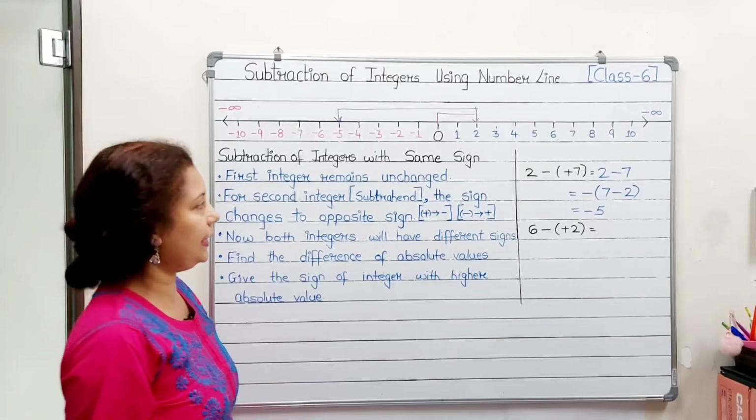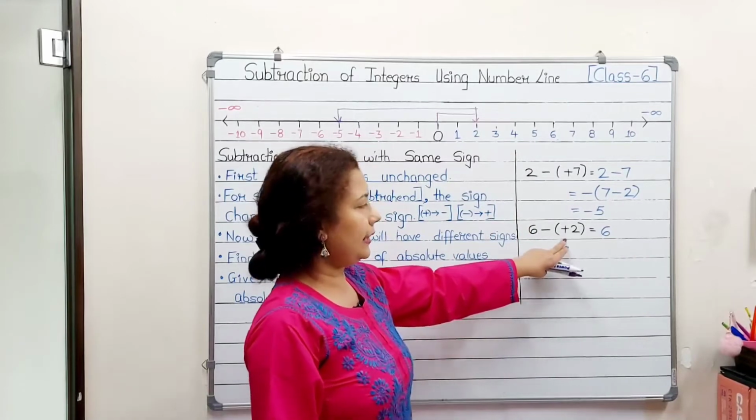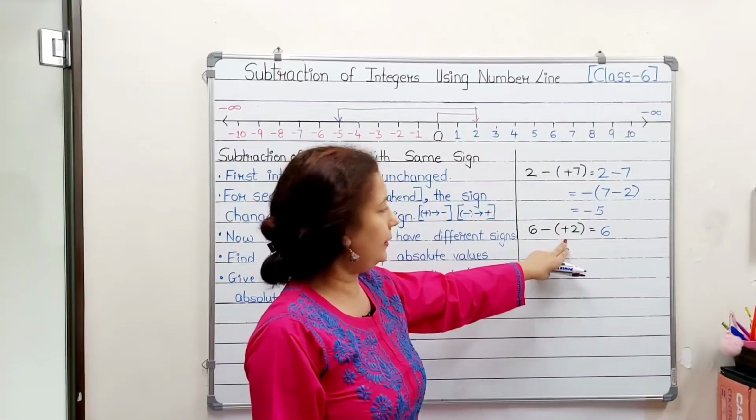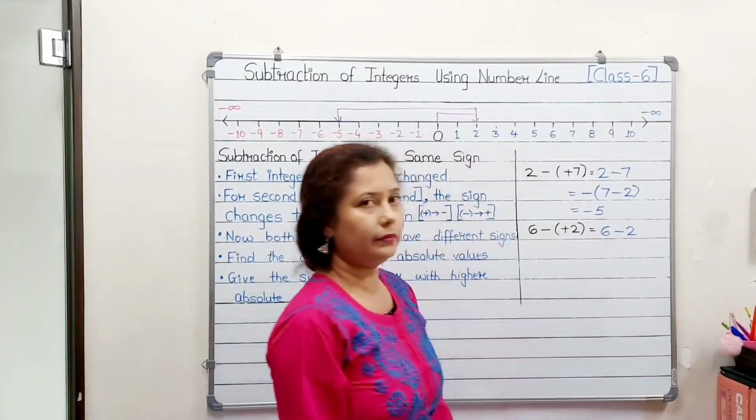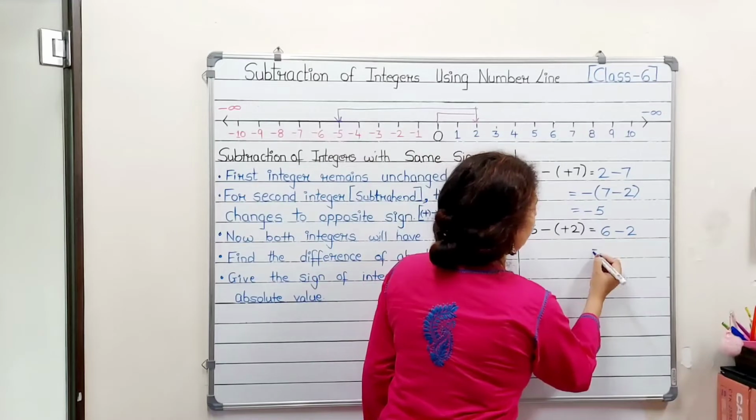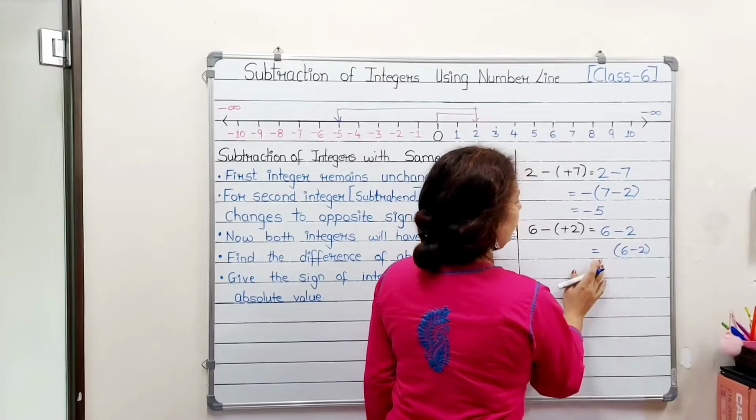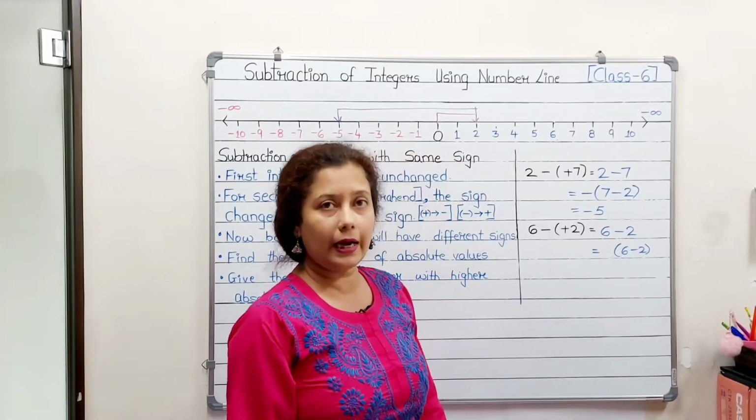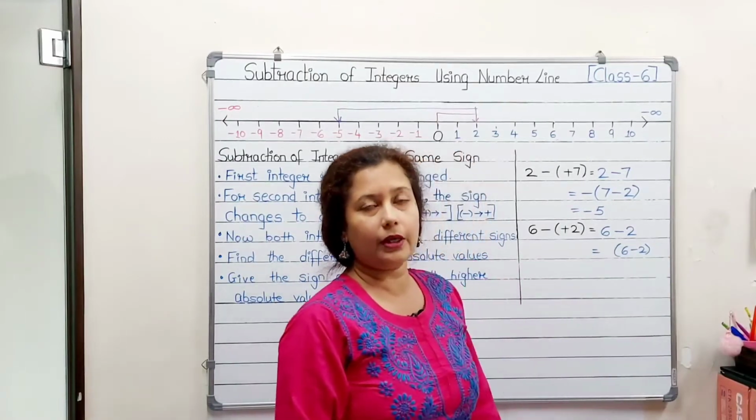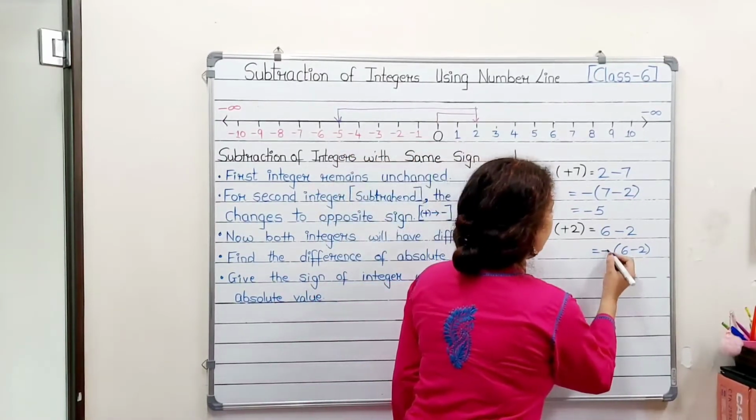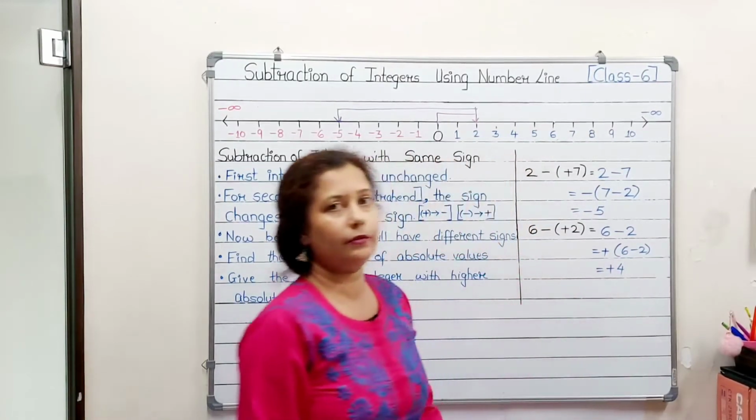One more example we will take. First integer we will write as it is. For second integer we will change the sign. It is positive, so it becomes minus 2. Now here we will find the difference of the absolute values 6 minus 2 and we will give the sign of an integer with higher absolute value which is 6. So here 6 is having a positive sign, so the answer will be positive. So answer here is plus 4 or just 4.